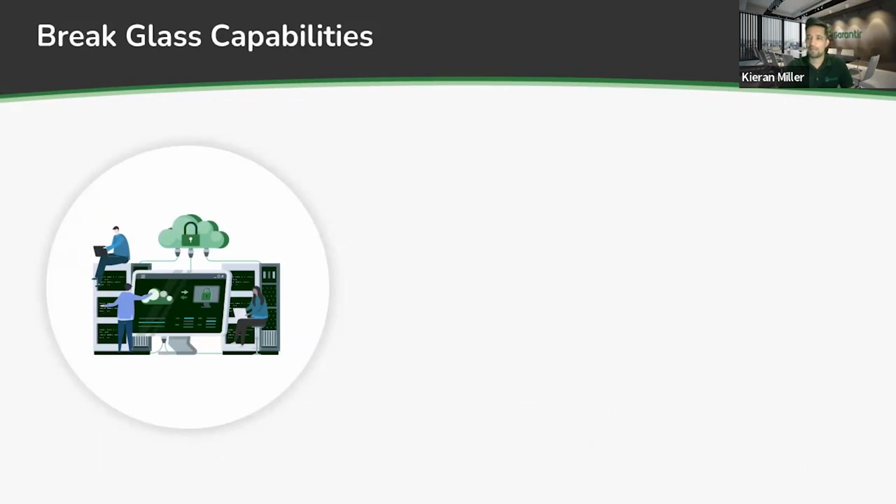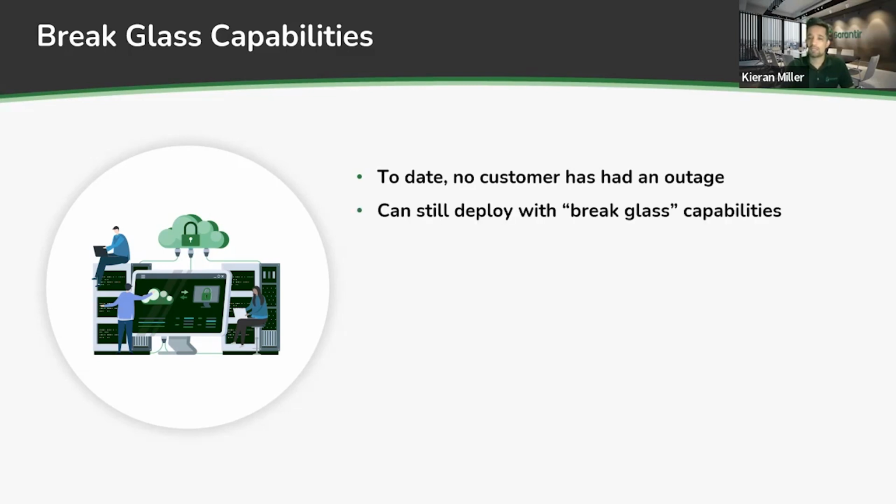So break glass capabilities, what happens if, in this case, GaraSign goes down? How would you continue to access your systems? So today, we've never had that happen. It all deploys in a high availability cluster. But let's say that it does happen. What could you do? You can still deploy with what we call break glass capabilities.